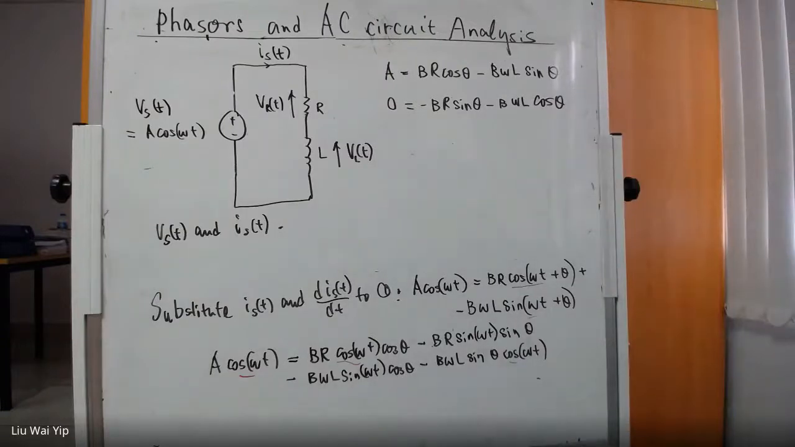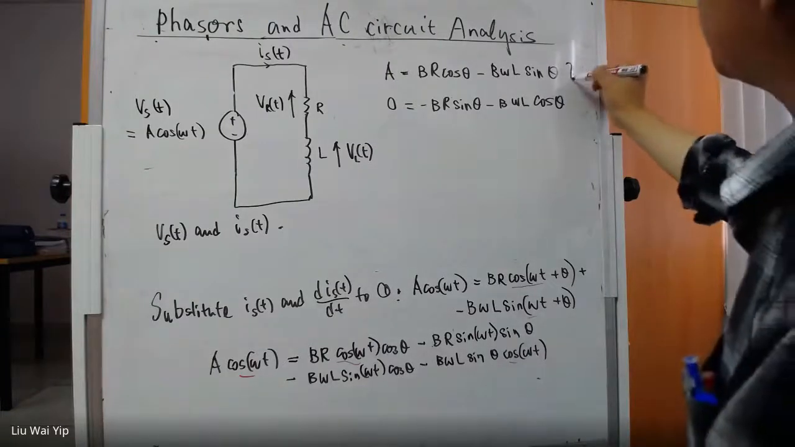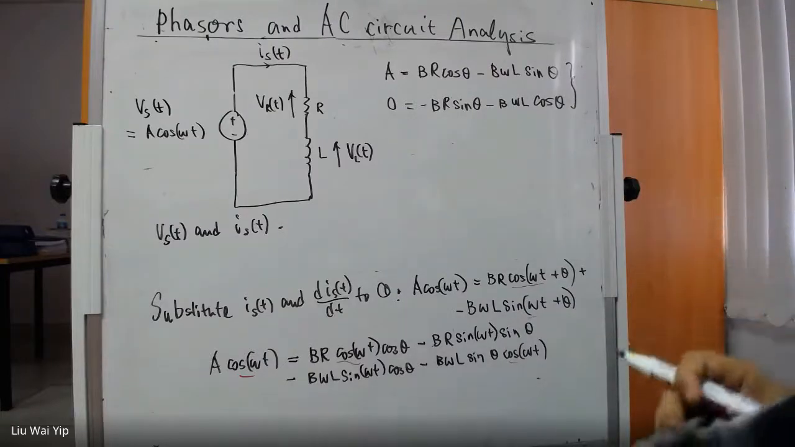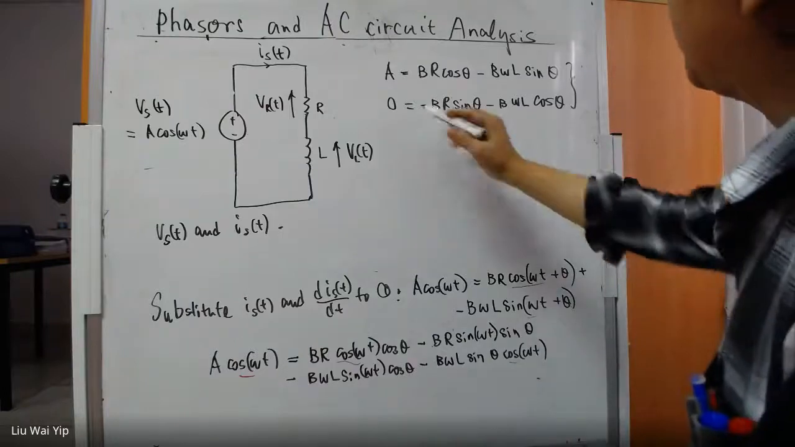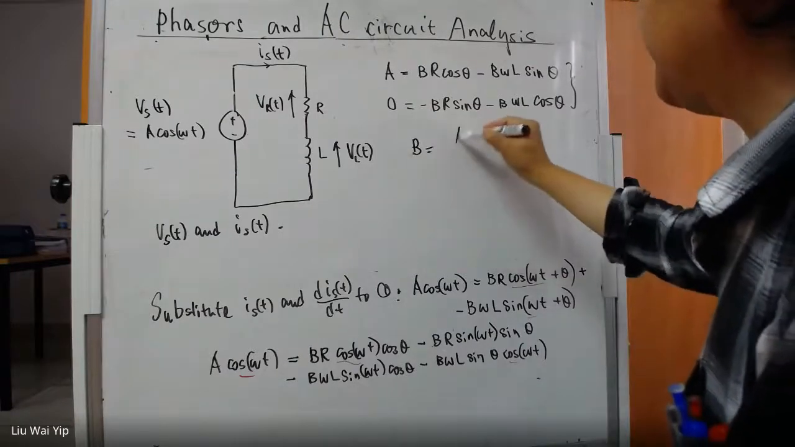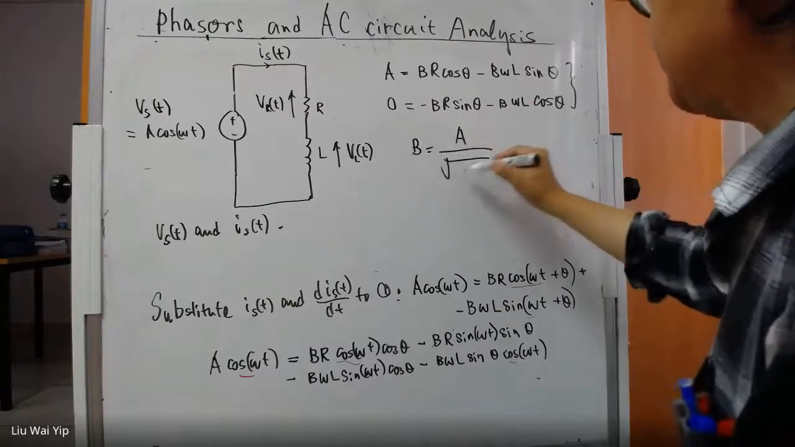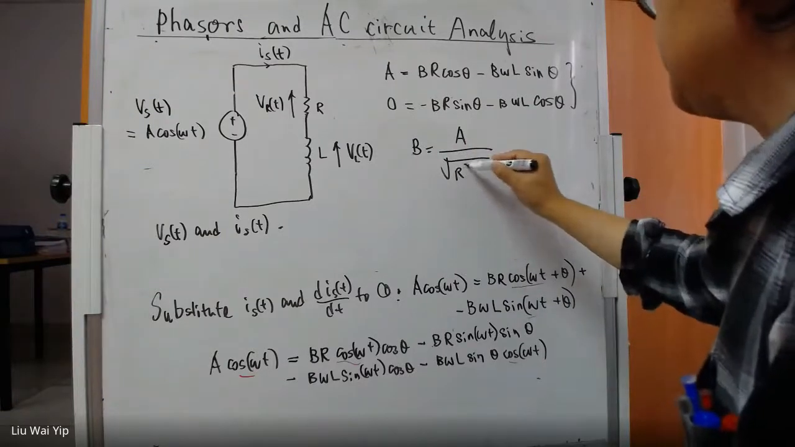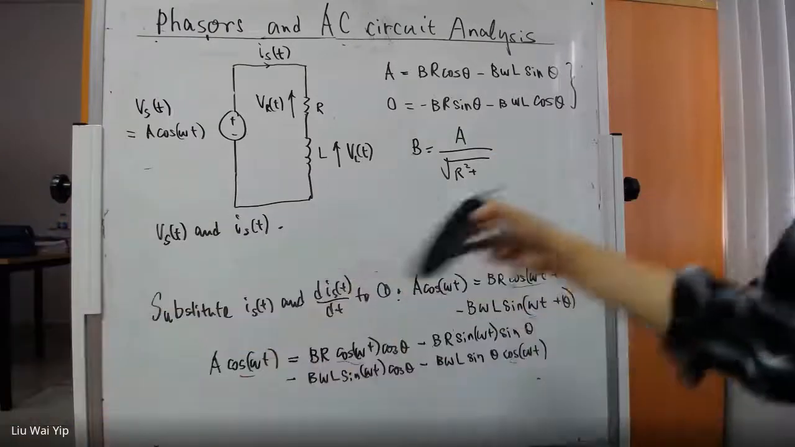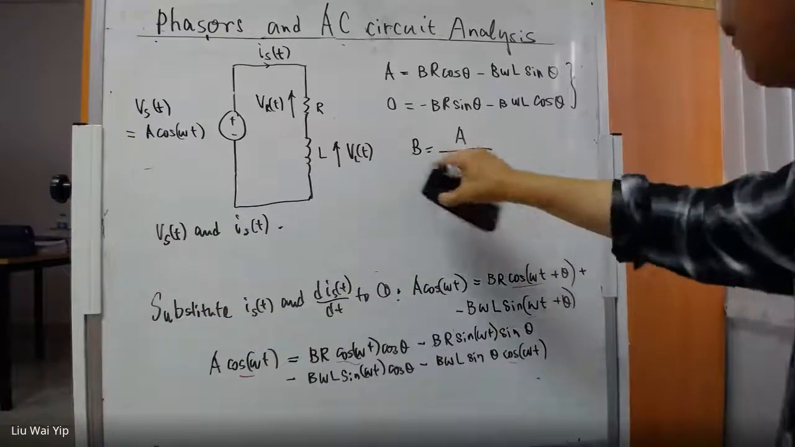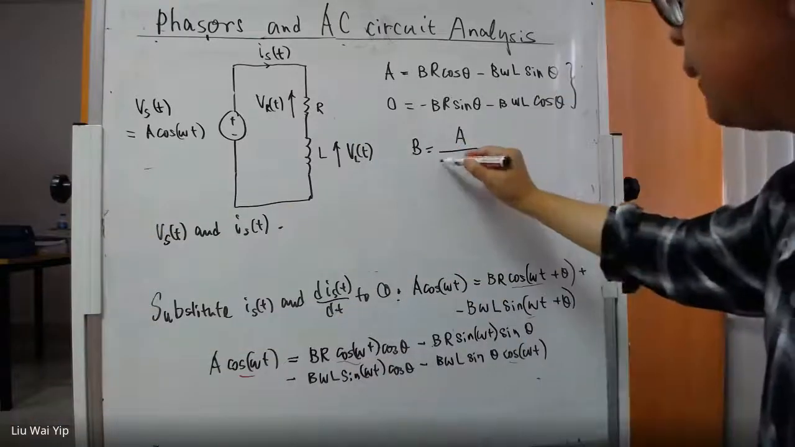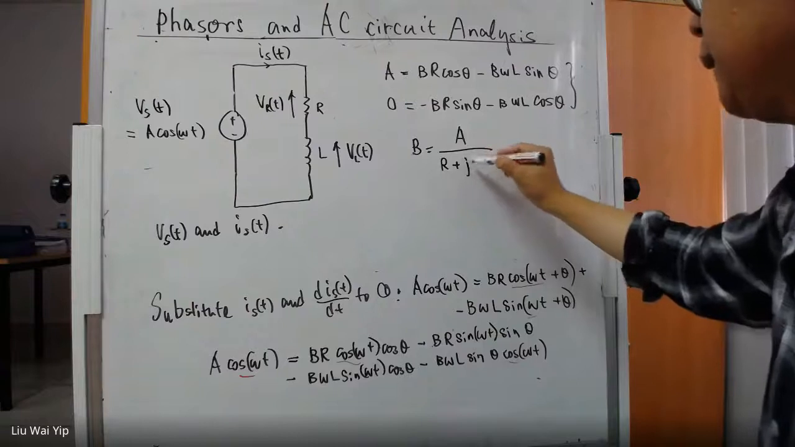So you have two equations. And if you solve it very, very carefully, you would end up with B being equal to A over R plus j omega L.